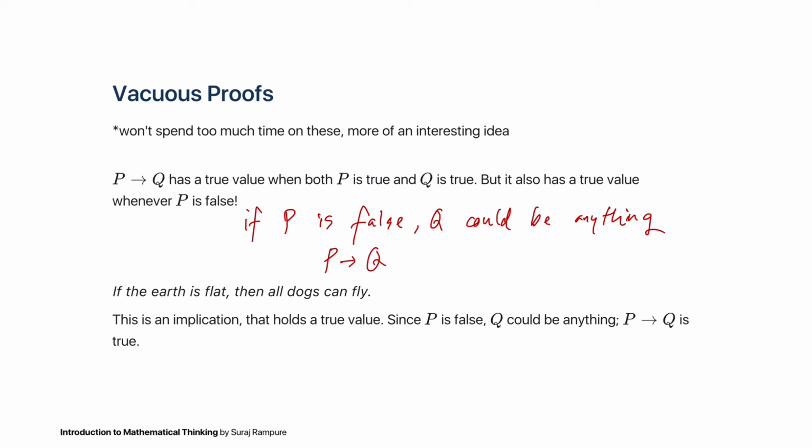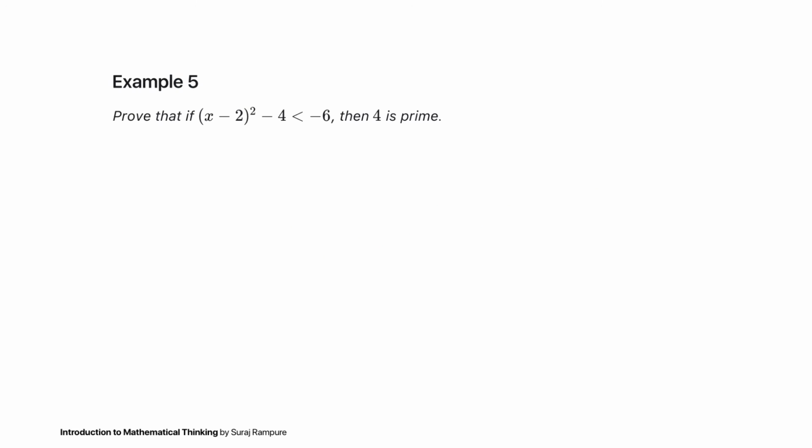P implies Q in this case is always true. Okay? So here's an example of something that's a vacuous proof. I want to prove that if (x minus 2) quantity squared minus 4 is less than 6, then 4 is prime. Okay? Well, let's take a look at this.